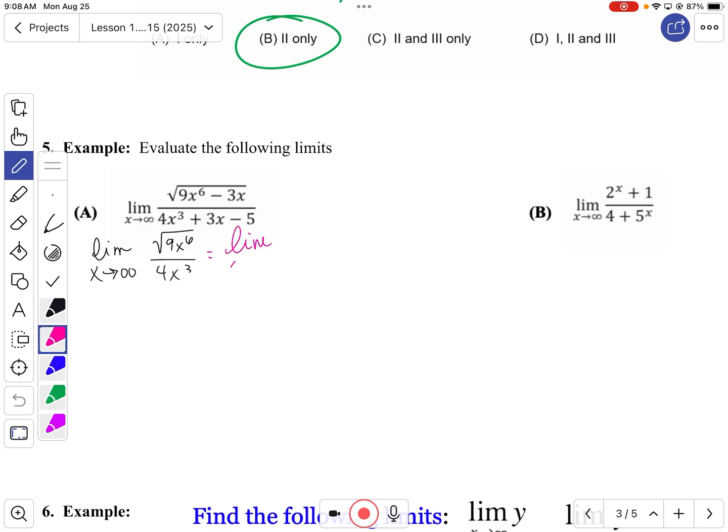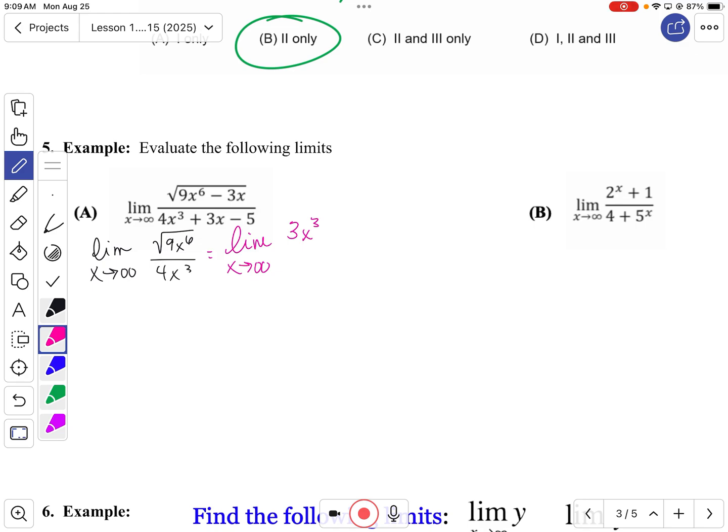Okay, now let's think for just a little bit. If I take the limit as x approaches infinity, square root of 9 will give me what? 3. Square root of x to the 6th? Not 4th. X to the 3rd. If you think about it, 6 x's, I pull them out in pairs, there would be 3 pairs. So the square root of x to the 6th is x to the 3rd.